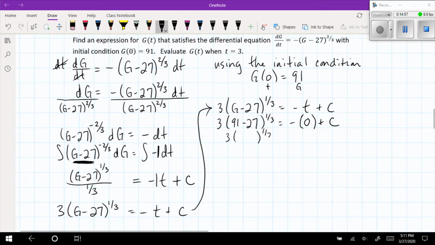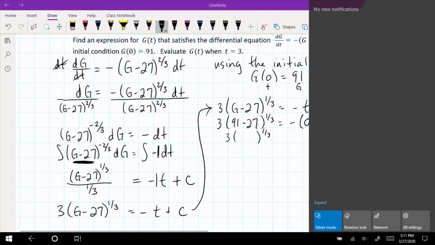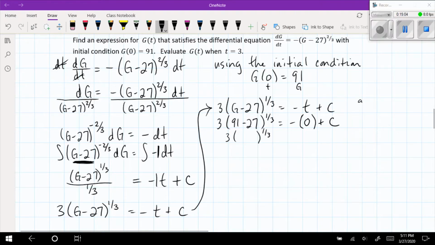Suppose you could go to the side and do 91 minus 27 if you don't know it off the top of your head. Let's see, 91 minus 27. Hopefully everybody can come up with that 64 right here, which is nice because 64 is a perfect cube, which means I'm going to be able to cube root it beautifully. This is equal to 0 plus c, because negative 0 is still 0. This is 3 times 4, which is c. That means that c is 12. We've got a nice c value here.